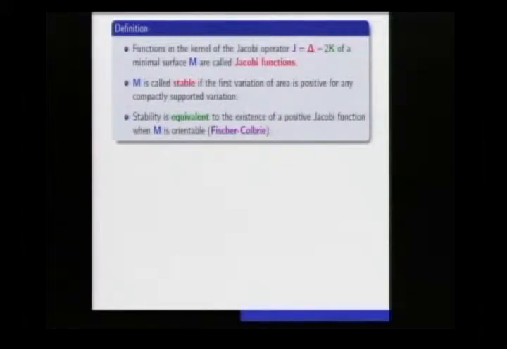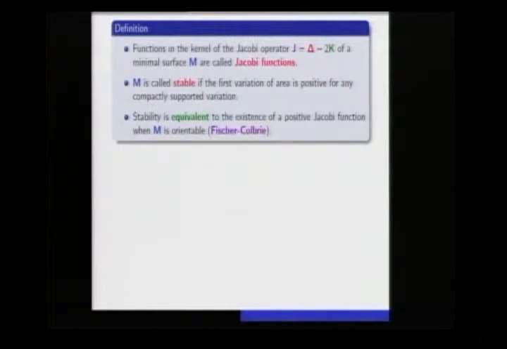Okay, so if you look at functions in the kernel of that operator, they don't have to have zero boundary values, just a function in the kernel of that operator. The Laplacian of the function is minus 2 Gaussian curvature times the function, or plus 2. So these particular functions have a nice property with their Laplacian.